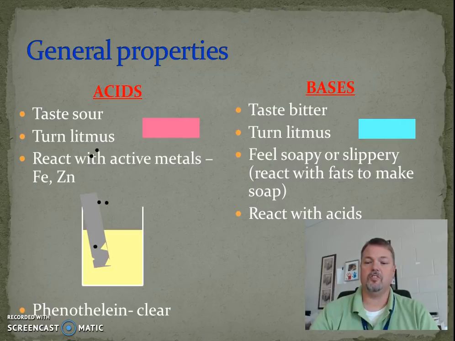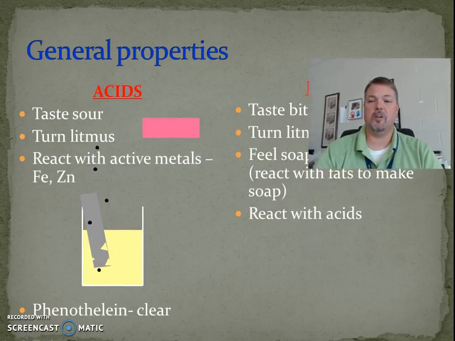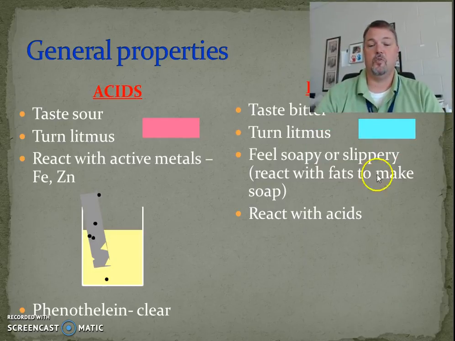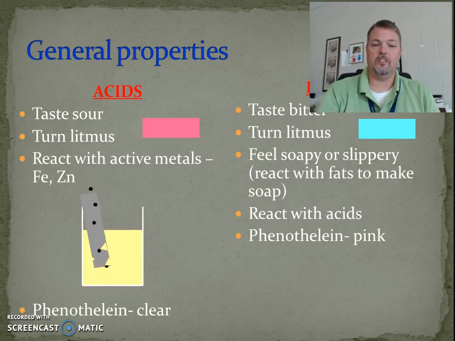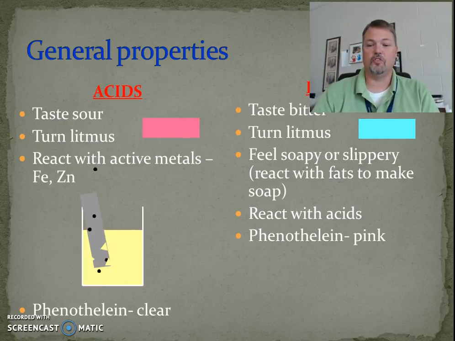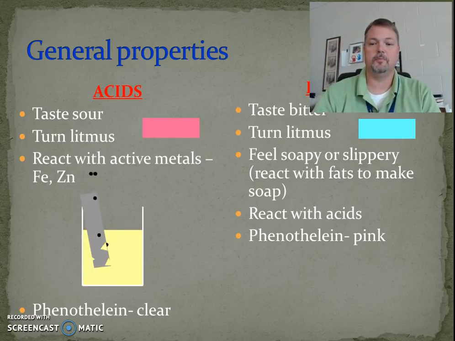A neutralization reaction is one in which an acid and base come together and you form a neutral solution. The last thing is it turns phenolphthalein pink. All right? Whereas the phenolphthalein stays clear in an acid, you'll know for sure you got a base if you put phenolphthalein in it and all of a sudden you have a pink solution.